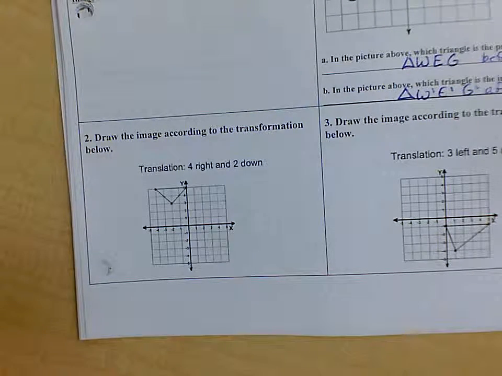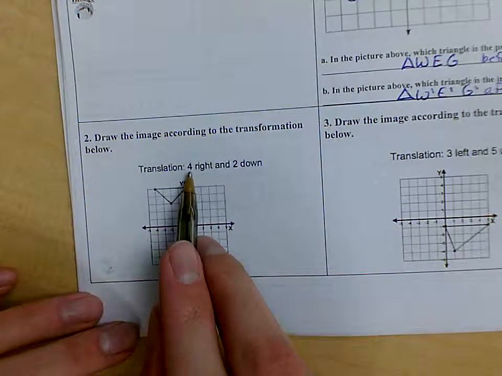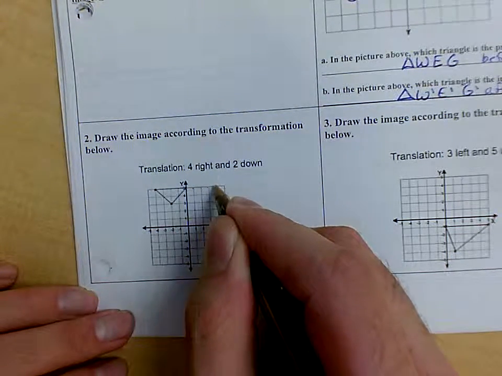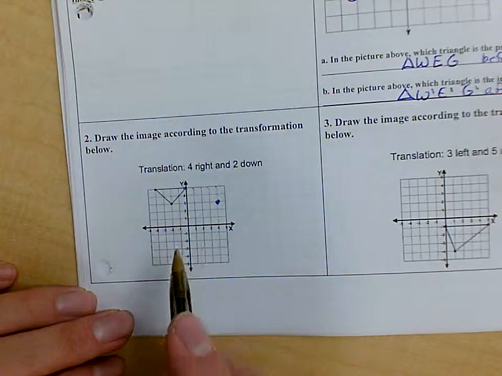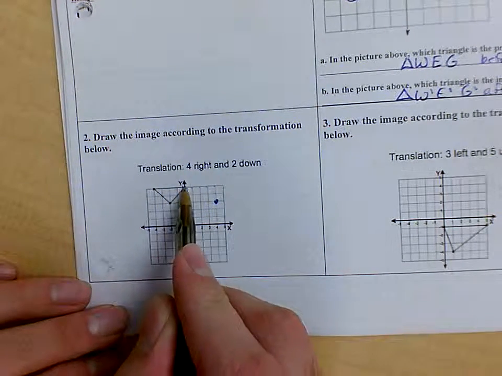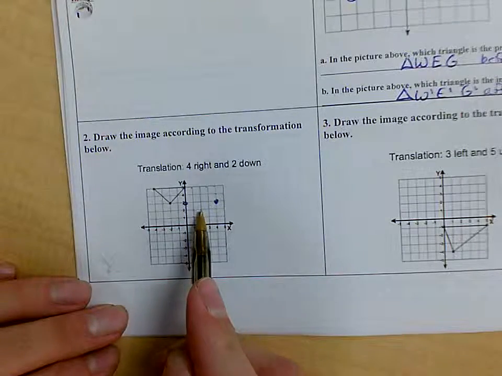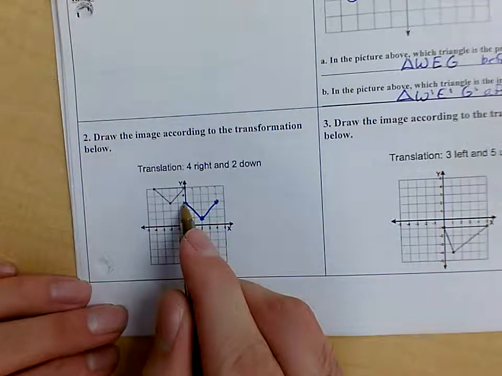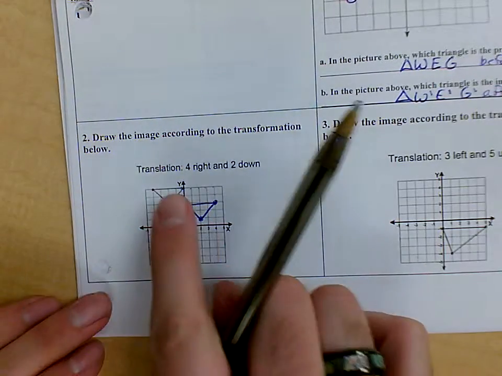Draw the image according to the transformation. So we don't have coordinates, or we don't have letters here, but that's okay. So we're going to take each vertex, each dot, and move it 4 to the right and 2 down. So 1, 2, 3, 4, then down 2. Do the same thing for each dot. So 1, 2, 3, 4, down 2. And 1, 2, 3, 4, down 2. And connect the dots. And we have ourselves the same image. It's the same size and same shape. All we did was we took it and we slid it. We just moved it.